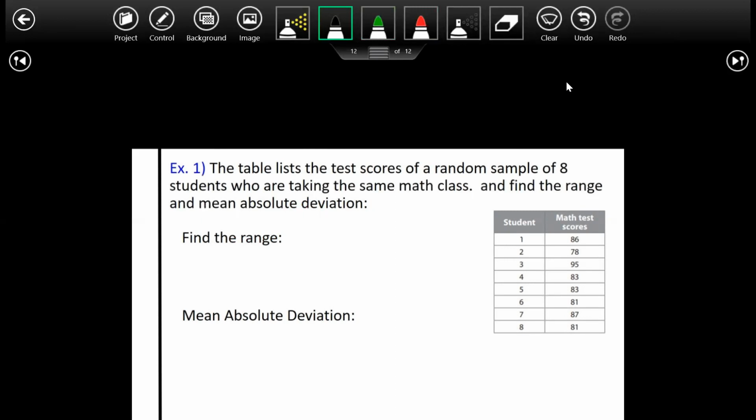Looking at this here, what's the largest value? In this case, the table lists the test scores of a random sample of 8 students who are taking the same math class. It should say find the range and the mean absolute deviation. This is what we're doing for the question. I'm sorry, I wrote that wrong. What is the largest value?